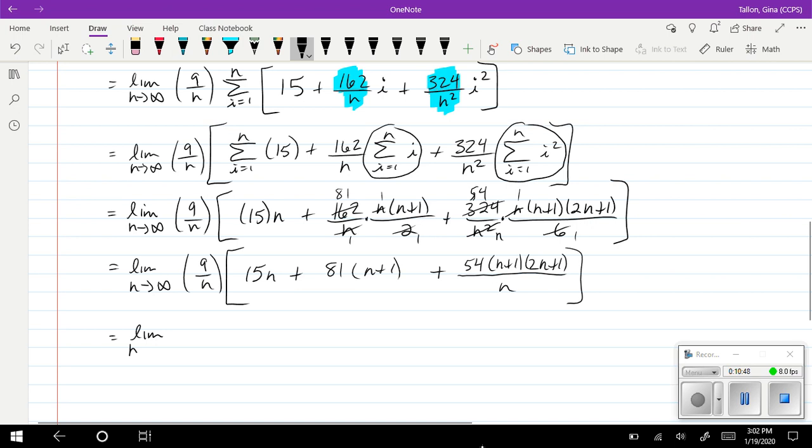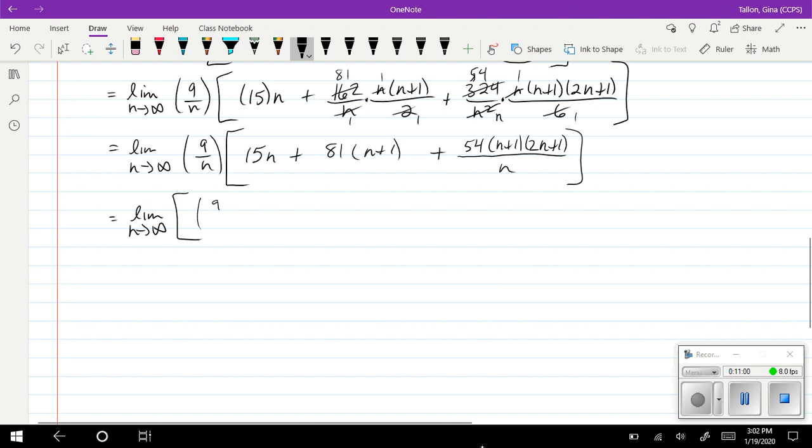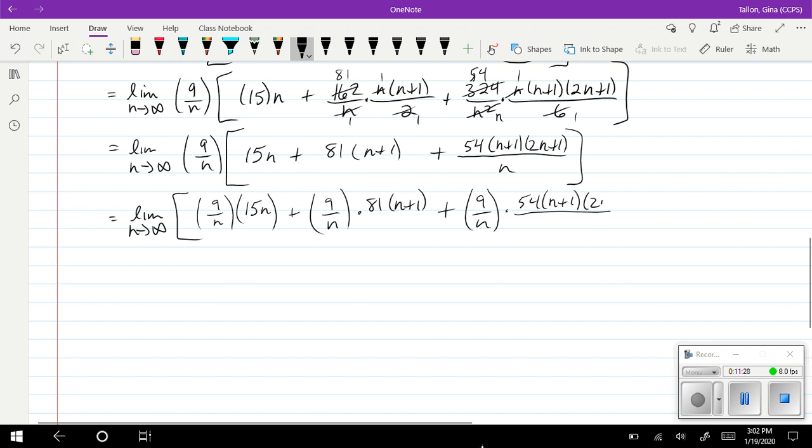Equals the limit now as n approaches infinity. I now need to multiply the 9 over n through by each and every one of my 3 terms inside the brackets. I'm going to write this out nice and clear so nobody has any questions. 9 over n multiplied by 15n plus 9 over n multiplied by 81 times n plus 1 plus 9 over n multiplied by this fraction, which has 54 times n plus 1 times 2n plus 1 all divided by n.